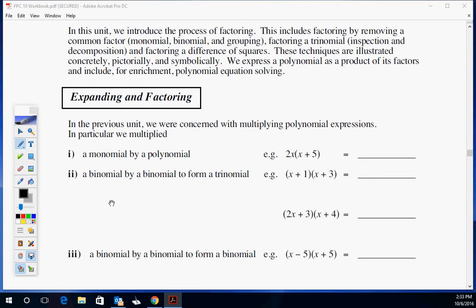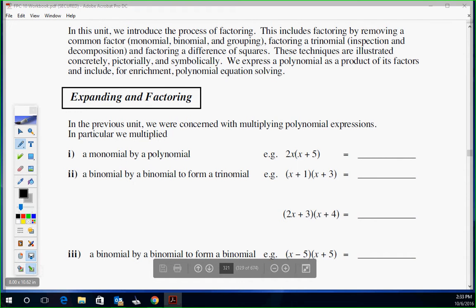What we did last section is we said distribute, right? Well, what's going to happen this section is we're going the other way. So we go distribute, distribute. We're given 2x squared plus 10x, and we're going back to making it a product of its factors. We're going from here, we'll be given this, and we're going back to this. So the reverse order. Okay?